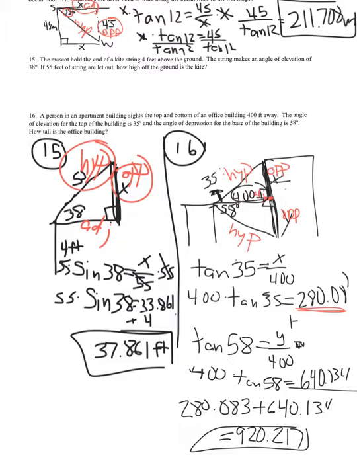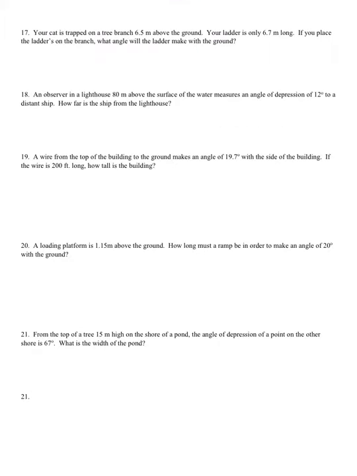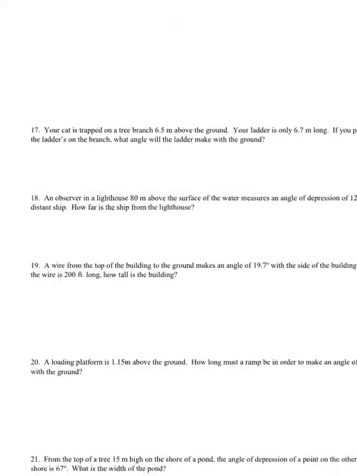All right, so on to problem 17. I have some space above. I'm going to write it up there. Your cat is trapped on a tree branch 6.5 meters above the ground. You have a ladder that is only 6.7 meters long. If you place a ladder on the tip of the branch, what angle will your ladder make with the ground?